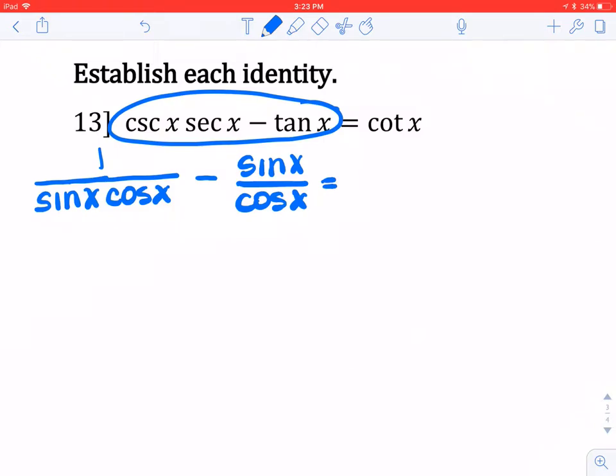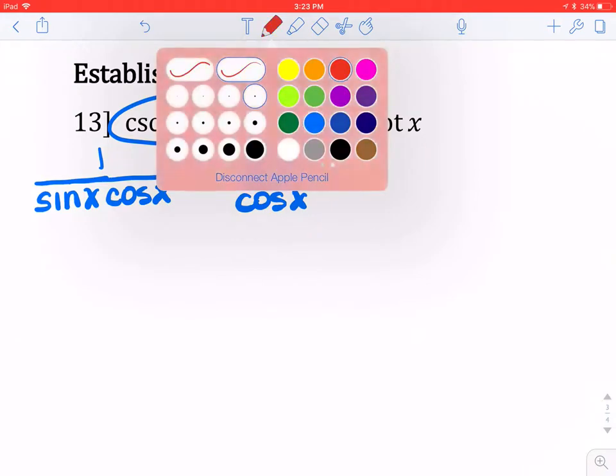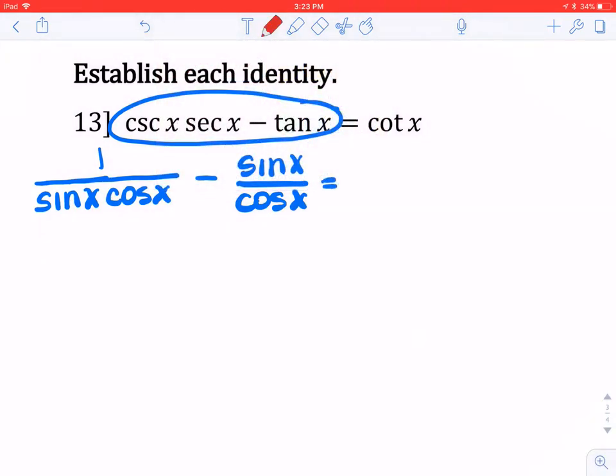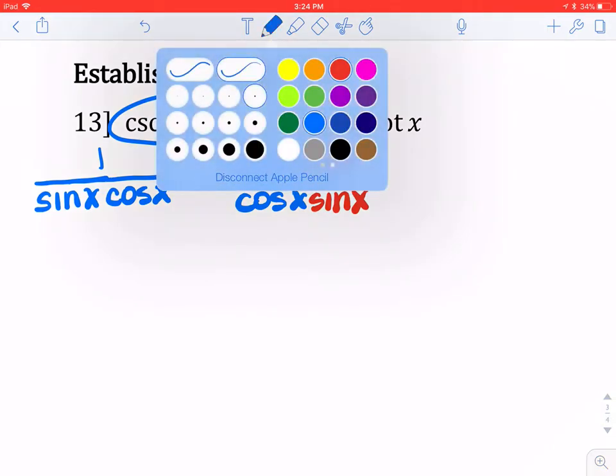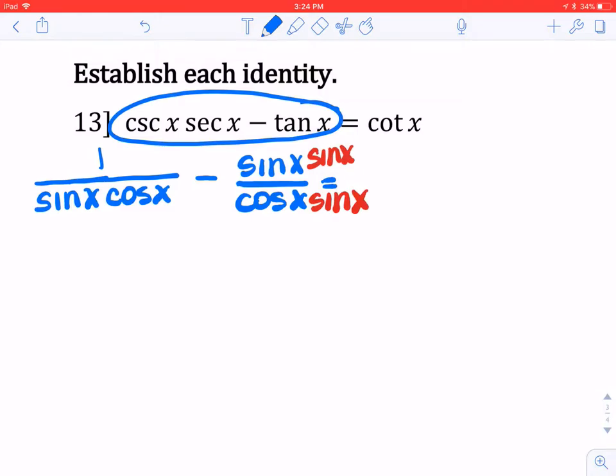In order to subtract them, I need a common denominator. So I'm going to look and see my common denominator is a sine cosine, just like my first fraction. So my first fraction I'm going to leave how it is, and my second fraction I'm going to multiply by sine of x over sine of x. Now I can make this one big giant fraction. I want to do that, otherwise I'm going to start simplifying when I don't really want to yet. All right, so my common denominator is sine cosine.